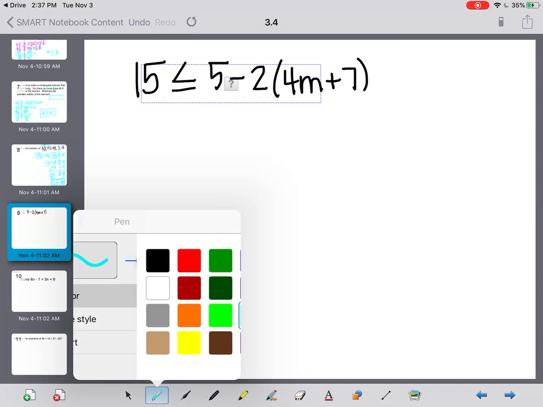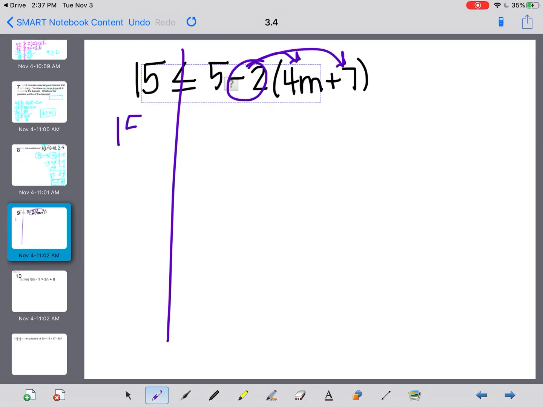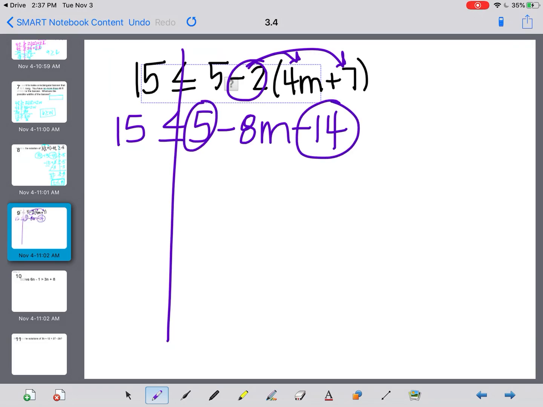Okay, last one for today. What is the solution of 15 is less than or equal to 5 minus 2 times 4m plus 7? All right, same idea. We're going to start with distributing. Remember that we are distributing the full negative 2. So on the right side, we are going to have 5 minus 8m minus 14. I'm going to combine these like terms.